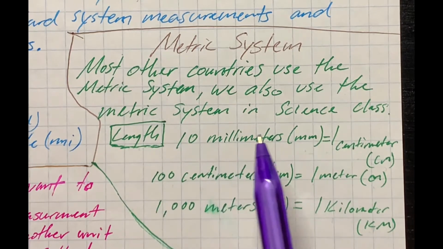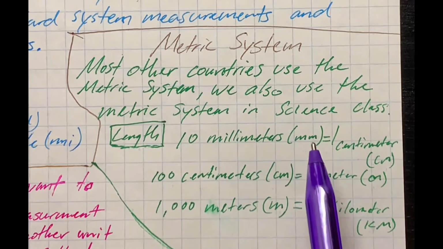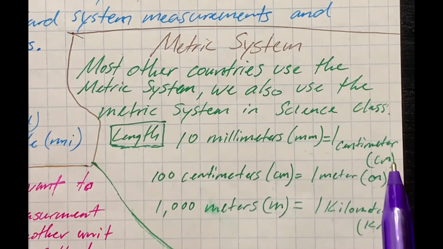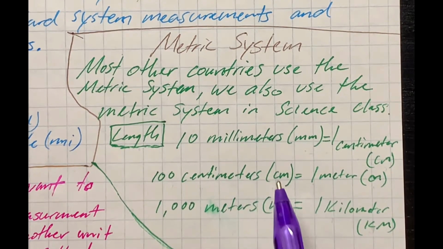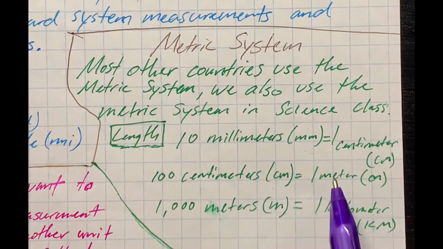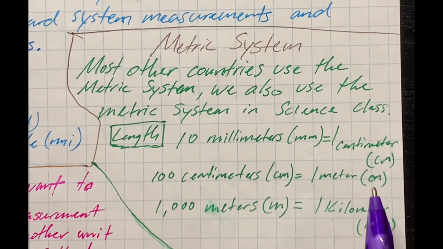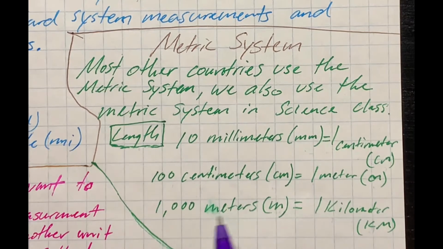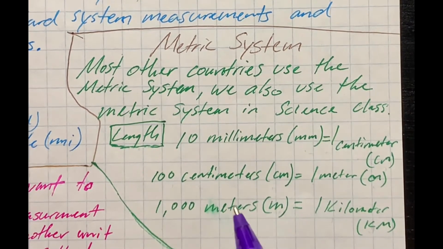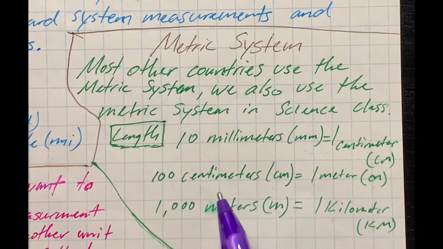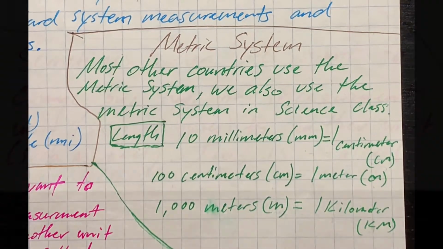So we have 10 millimeters, abbreviated mm. That's equivalent to 1 centimeter, cm. We have 100 centimeters, abbreviated cm. That's equivalent to 1 meter, abbreviated m. 1,000 meters, abbreviated m. That's equivalent to 1 kilometer, abbreviated km. Now again, the entire world pretty much uses the metric system. This is the base 10 system, and it's pretty easy to use. We'll go further into that.